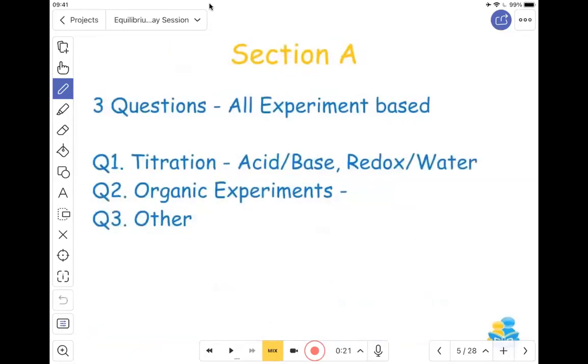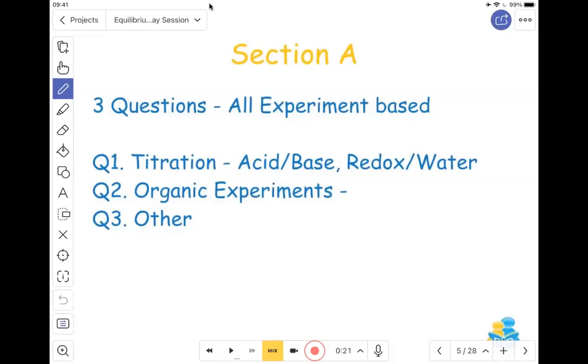Now, if we take a look at the breakdown of the paper, section A, there's 3 questions in this section, and all of these are experiment-based questions. So question 1 will be a titration, and that could be an acid-base titration, a redox titration, or a water titration. Question 2 will be based on organic chemistry experiments, and question 3 is any of the other experiments that have not already been assessed on the exam paper.